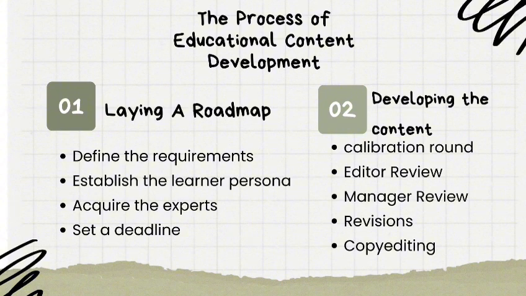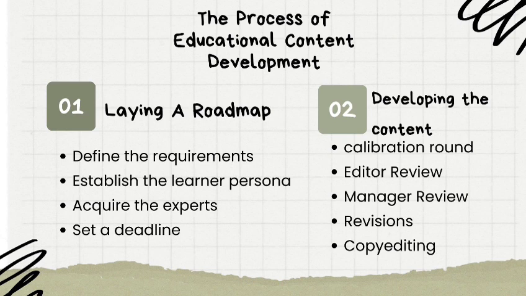First is define the requirements. Second is establish the learner persona. Third is acquire the expert, and the last one is set a deadline. And then second is developing the content. After setting the basics down, it is time to create the core content. Make sure to include these checkpoints in the QA process.